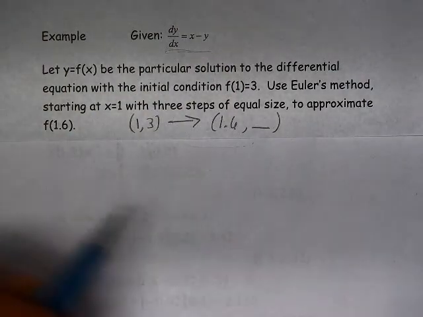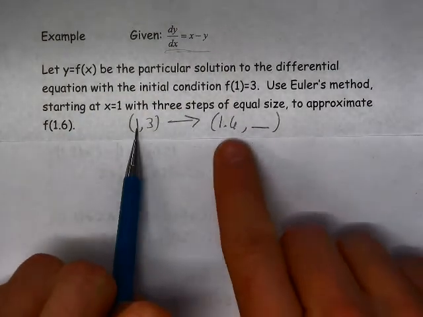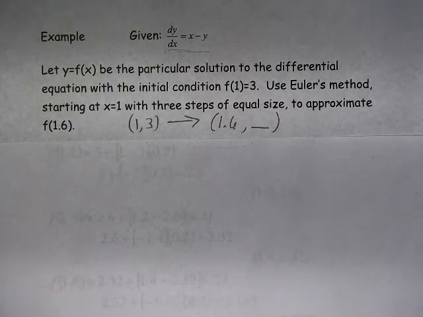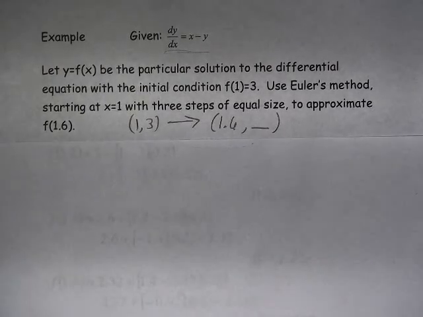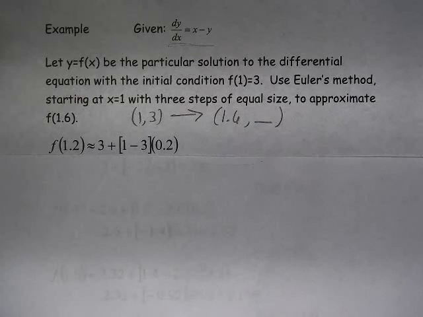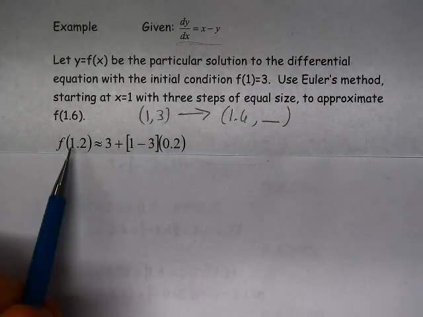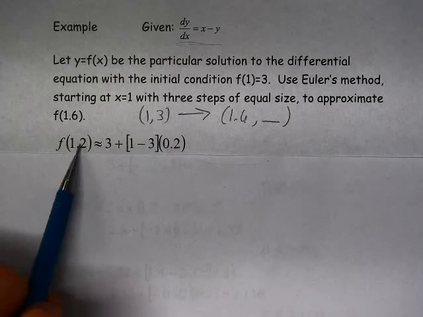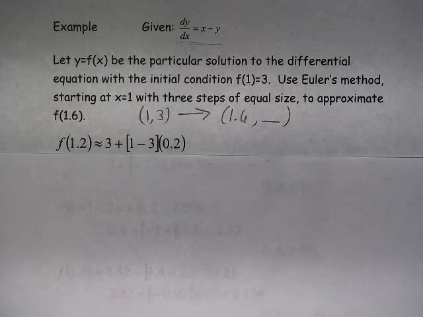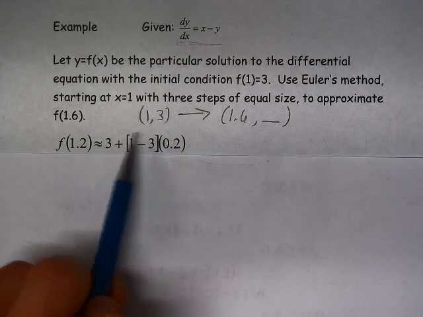And we're going to take 3 steps. So you can see that we go from 1 to 1.6. So in 3 steps, our step size each time is going to be 0.2. So let's look at how we would do this. First we want to move and find the y value for x equals 1.2, our first step. So we're starting at 3, that's our original y value.